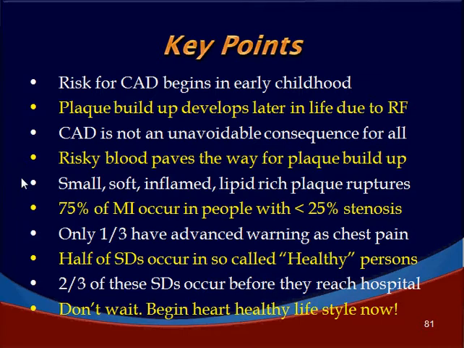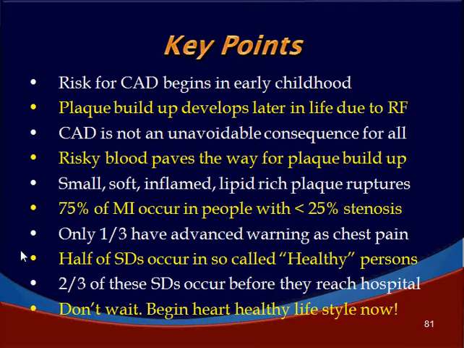Small, soft, inflamed, lipid-rich plaques with thin walls are the ones which are vulnerable, and they are the ones which rupture. 75% of myocardial infarctions occur in people with less than 25% stenosis. Only 1/3 have advanced warning as chest pain. 2/3 are caught de novo without any advanced warning. In chronic stable angina, they suddenly have a vulnerable plaque rupture which leads on to acute coronary syndrome.